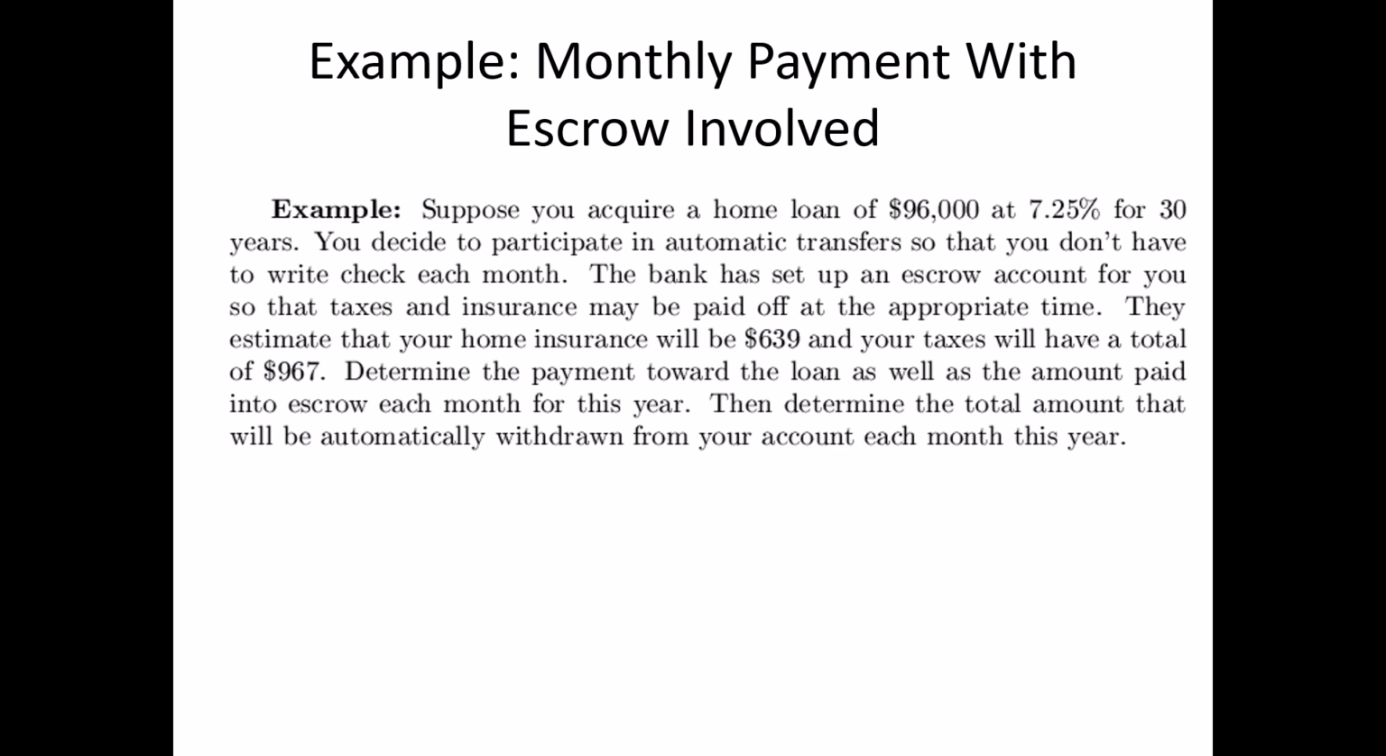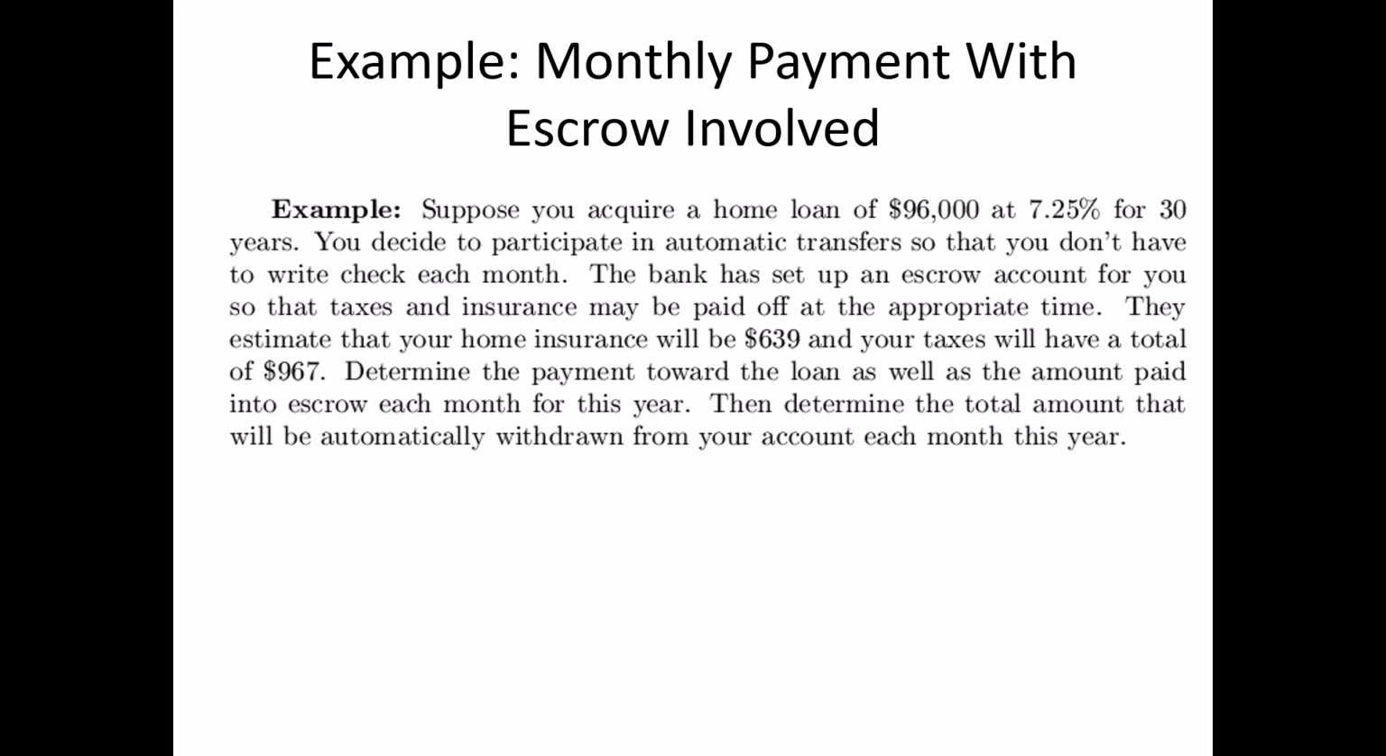So let's look at an example. Suppose you acquire a home loan of $96,000 at 7.25% for 30 years. You decide to participate in automatic transfers so that you don't have to write a check each month. The bank has set up an escrow account for you so that taxes and insurance may be paid off at the appropriate time. They estimate that your home insurance will be $639 and your taxes will have a total of $967.